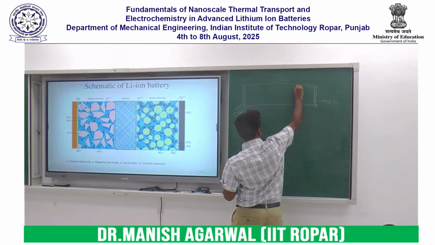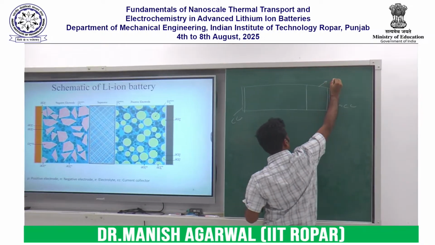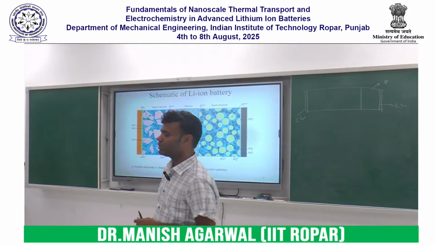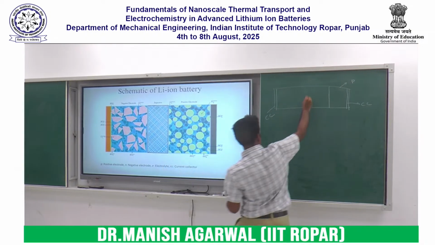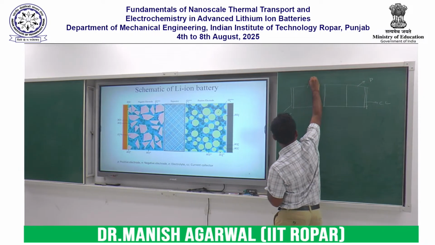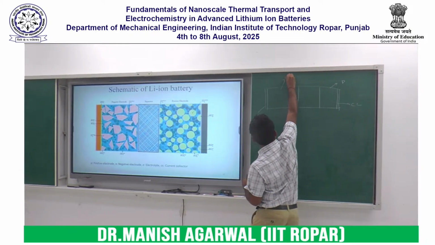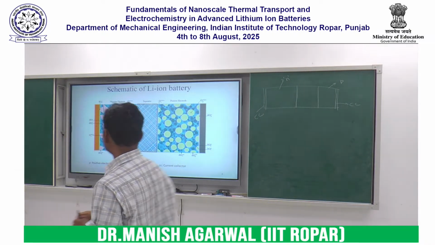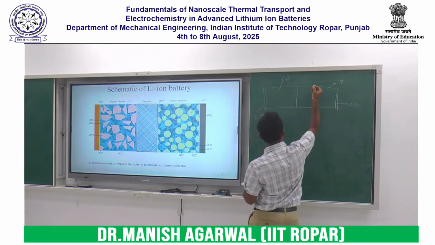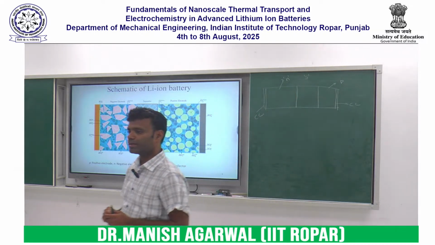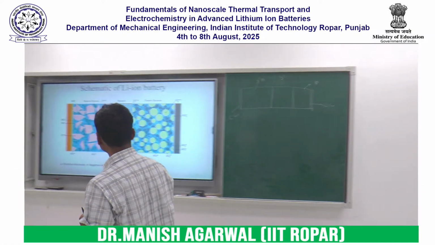So this is the positive electrode. I will just denote it with the symbol P. Then there is a separator, and then there is a negative electrode, which I am going to denote by the letter N. The separator we won't need a symbol for, but for completeness, let's write S. So let's see what it contains.